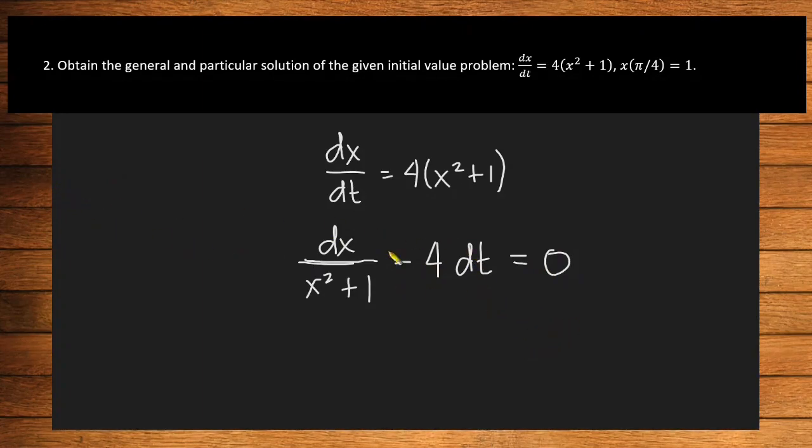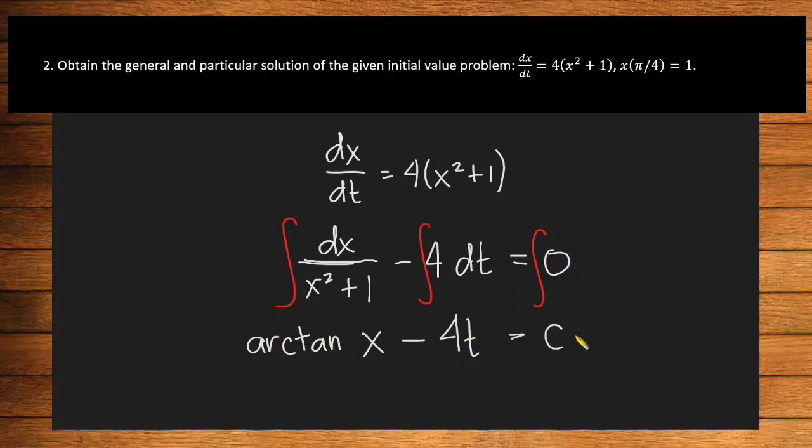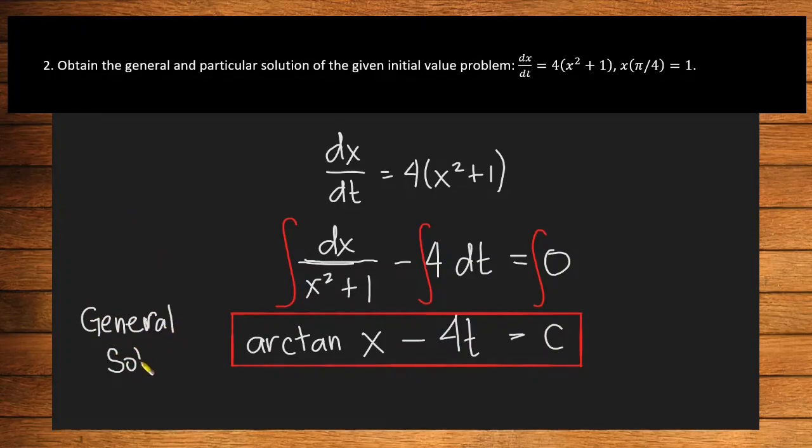So once we have separated our variables, we can proceed with integration to obtain our solution. So the integral of this first term will be equal to arctan of x minus the integral of our second term, so that is equal to 4t, and that is equal to the integral of 0, which is just a constant c. So now we have this solution, and if mapapansin nyo, meron tayong arbitrary constant c. Therefore, yung tawag natin sa solution na to is a general solution.